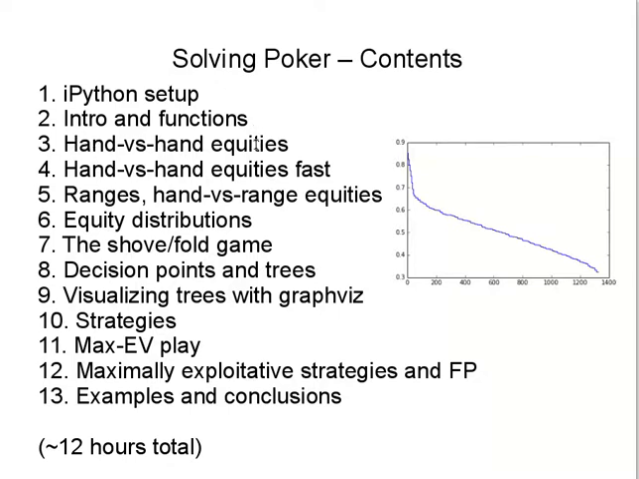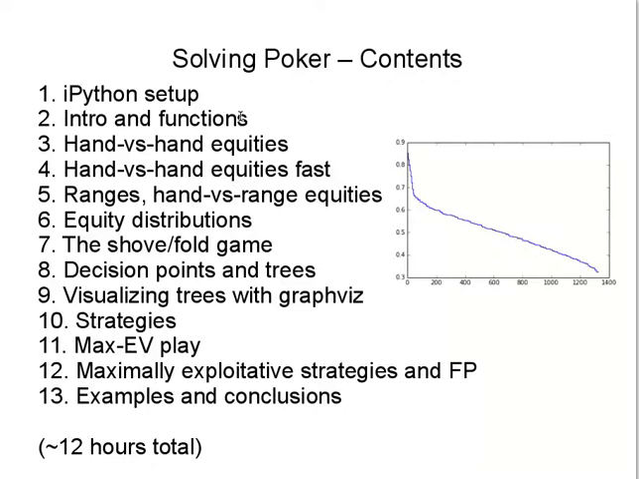So we'll start out with hand versus hand equities. And so hand versus hand equities are the basis of our hand versus range equities, which is what we'll actually be using a lot of. It turns out that our program will need to do a lot of equity calculations, so it's important that they happen fast. So in most of this video series, I'll focus on just doing the bare bones. I'll take the bare bones approach. I'll do what we need to do to get a useful software package that can solve games.